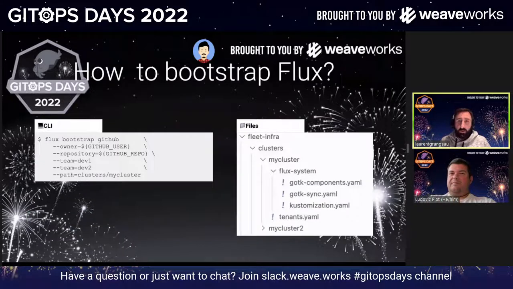So how to bootstrap Flux? For each slide, we have the persona at the top of the slide. So the first one is the operator. The operator will create a new cluster to be able to have multiple applications and multiple developer teams. So the first thing to do is to bootstrap Flux. We have a command line like flux bootstrap github. And in this workshop, we are creating from GitHub, and Flux will create the different YAML files: gotk-components, gotk-sync, kustomization, and of course tenants from the repository, and apply them to the cluster.